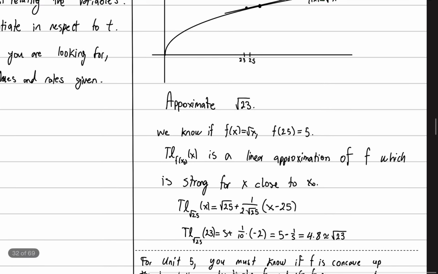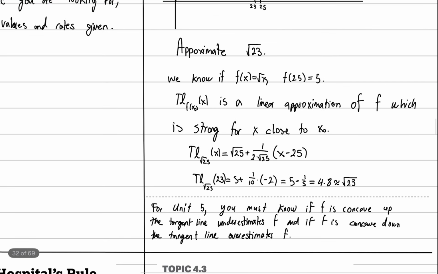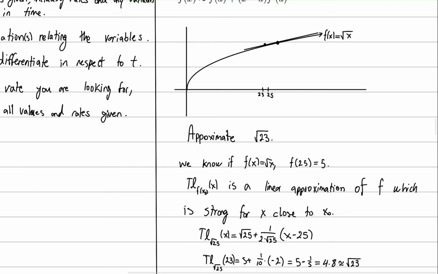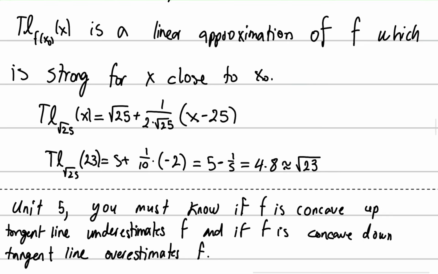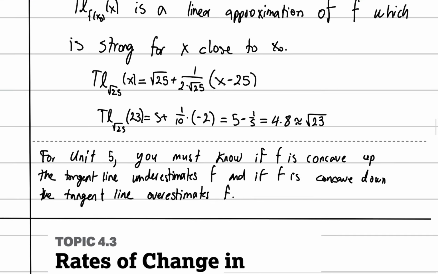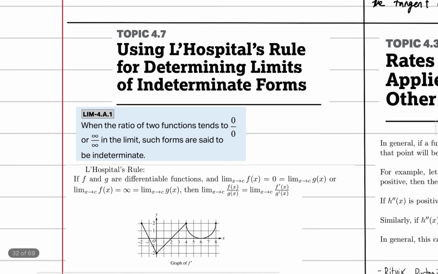So we take the tangent line at the point 25 because we know that, and we use our derivative rules to get this line in point-slope form. Now that we have the equation for the tangent line, we can plug in the value 23, which approximates the square root of 23. We get 4.8 and we're done. So you need to know how to do this. Now for unit 5, when we get to convexity and concavity, you need to know that if f is concave up, the tangent line underestimates f. And if it's concave down, the tangent line overestimates f. This is part of the interpretations of convexity.